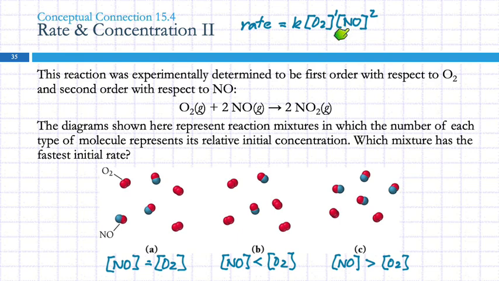The alligator always eats the bigger number, right? The alligator eats the bigger number, yep. So this one's bigger, and that one's bigger. So if we're multiplying these, if the concentration of NO is larger, that's going to have a bigger effect, right, than if the concentration of oxygen is higher. So which one of these should be the fastest? C?